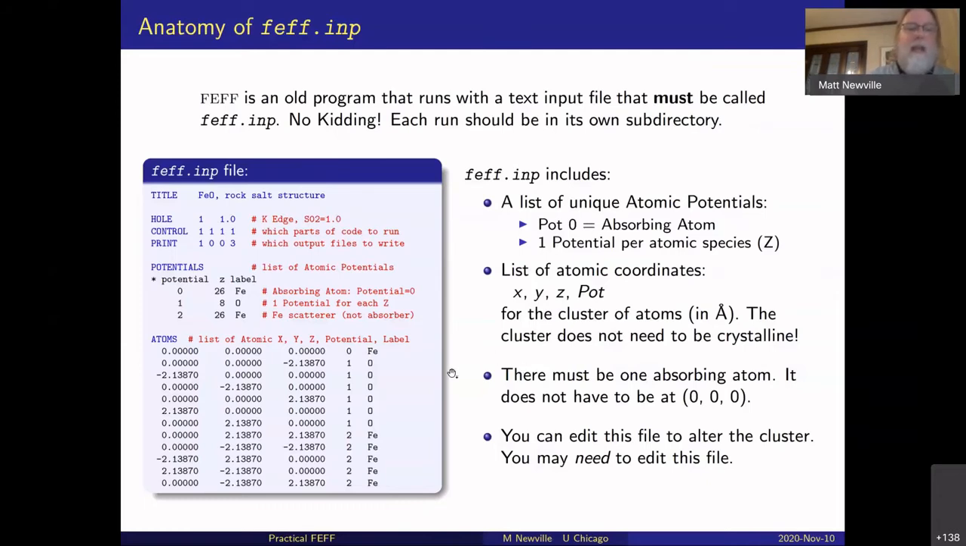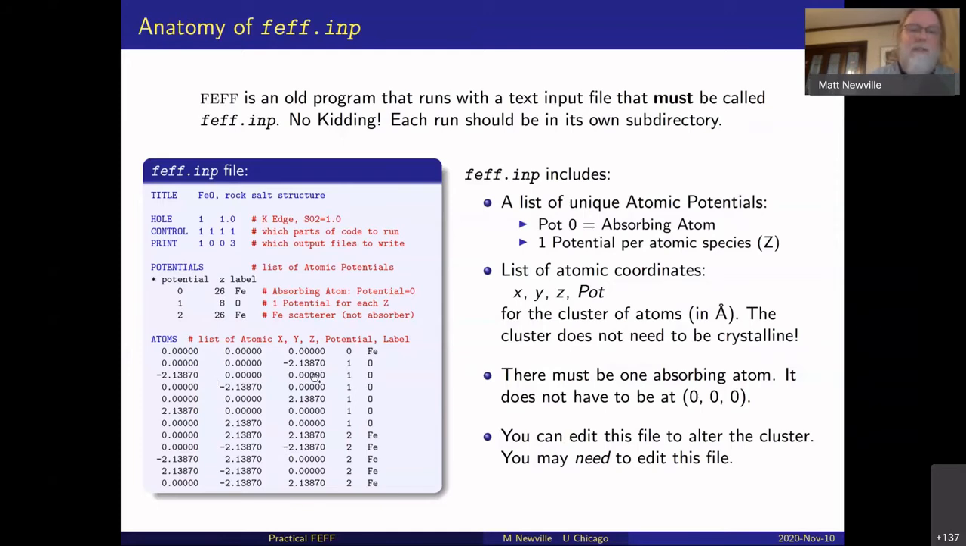In this case, it's at 0, 0, 0. That is not required. It's inconvenient, but it's not necessary. In addition, you can edit this file and change how the calculation is done. So if you want to change one of those oxygens to chlorine, you could add another potential, 3, make that chlorine, and then say that that atom is chlorine, and that will include a path that's iron chlorine at that distance.